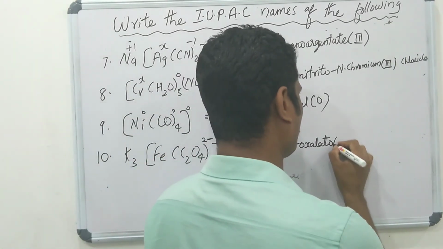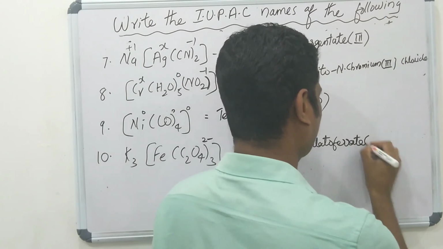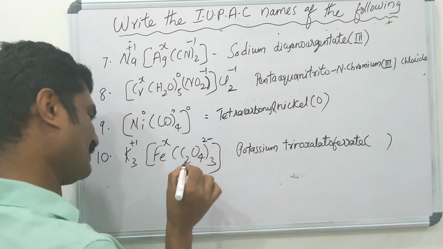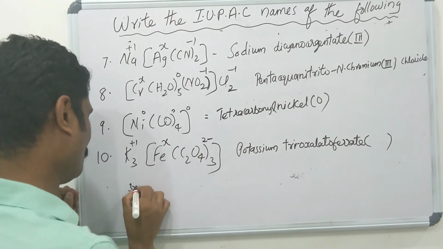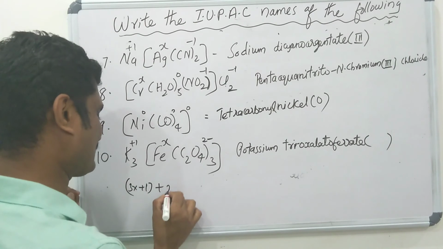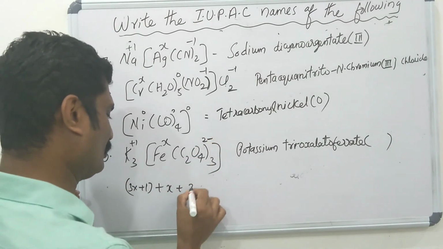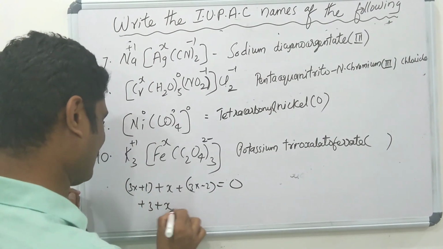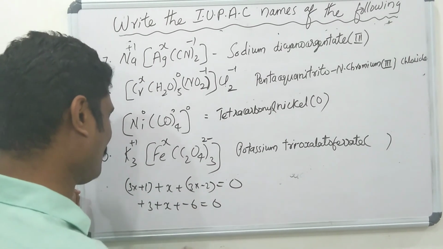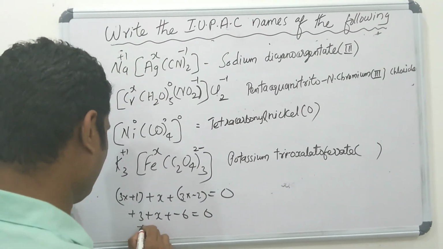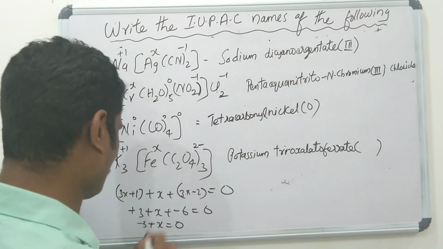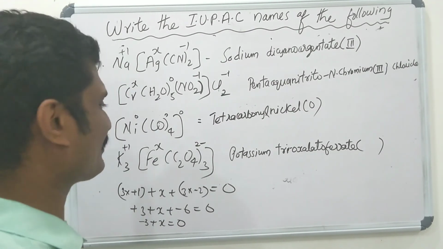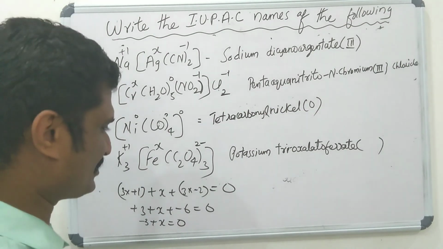Potassium trioxalatoferrate. Then its oxidation number: potassium plus 1, Fe X. 3 into plus 1 plus X plus 3 into minus 2 equals 0. Plus 3 plus X minus 6 equals 0. Then minus 3 plus X equals 0, so X equals plus 3. The oxidation number of iron is plus 3.